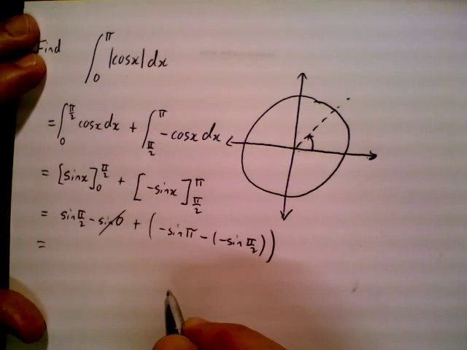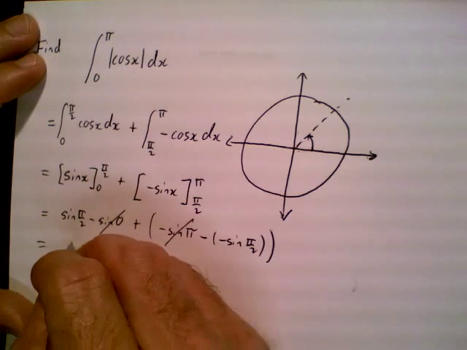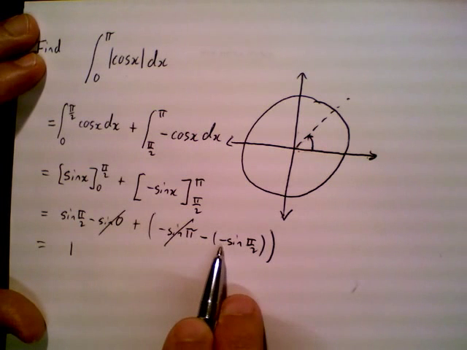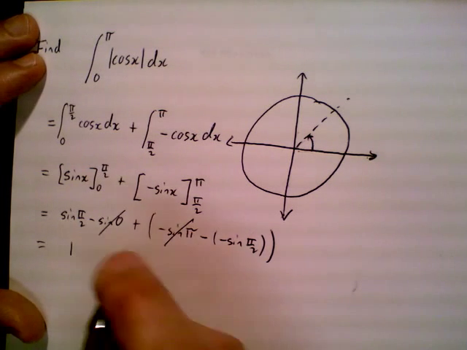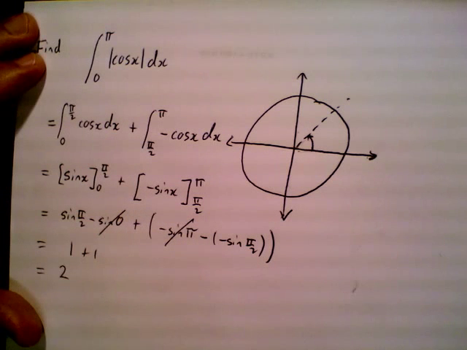Sine pi is 0 as well. And we're left with sine pi on 2, which we know is 1. Then we've got the negative of negative sine pi on 2, so that'll be -1. Negative of that is +1. 1 plus 1, and we get our answer there of 2.